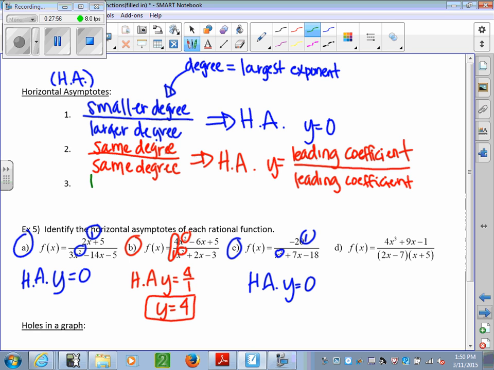Alright, last rule. We have larger degree divided by a smaller degree.